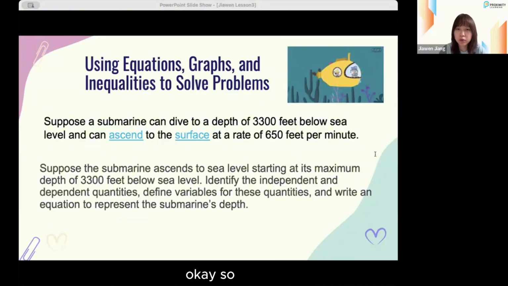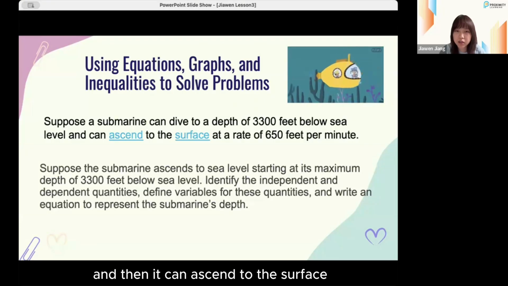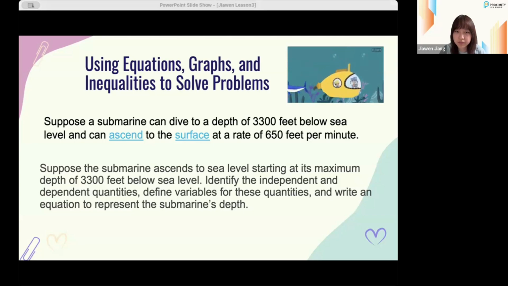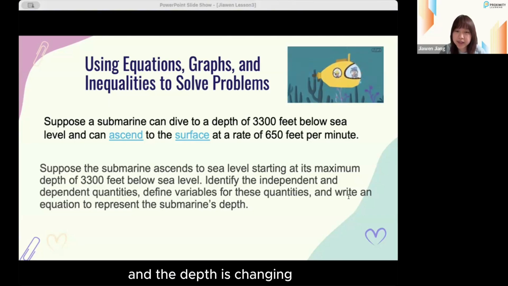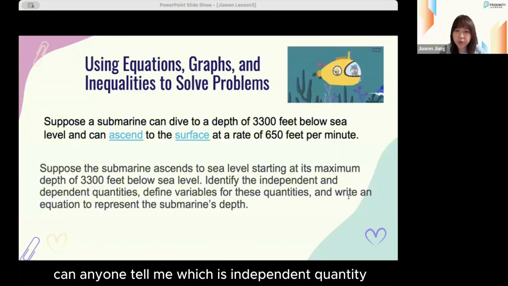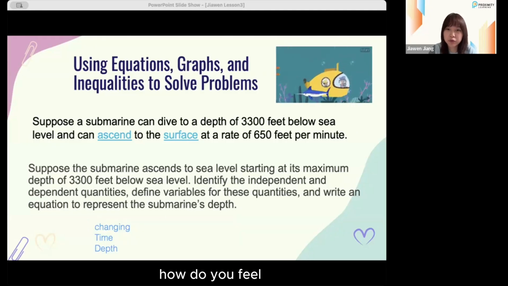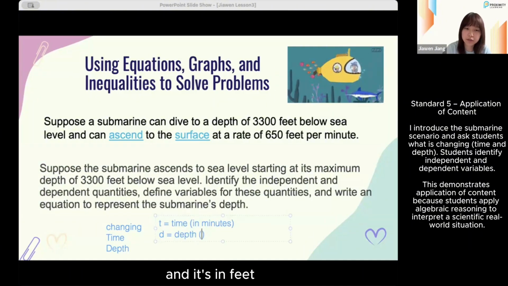A submarine is 3,300 feet below sea level, and then it can ascend to the surface at a rate of 650 feet per minute, right? So time is changing, and the depth is changing. Can anyone tell me which is the independent quantity and which is the dependent quantity? Which one is independent and which one is dependent? And it's in feet.